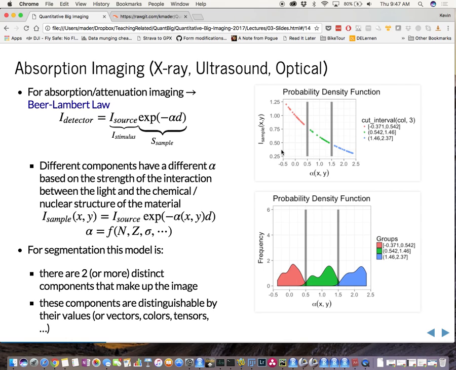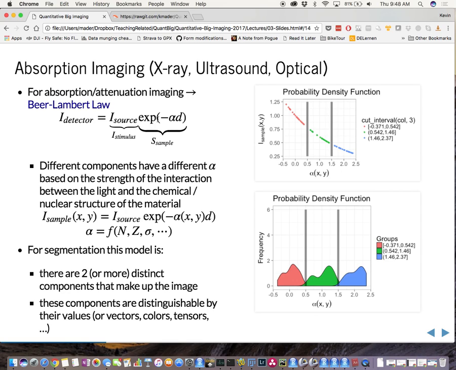So if we look at absorption imaging, going one step beyond that, we have the idea of the Beer-Lambert law. For anyone who's taken the micro-nanotomography course or the elements of microscopy, you should have gone over this law, where you basically have your detector output, and that's equal to the illumination of your source times the exponential of alpha, the absorption coefficient, times the thickness of the sample that it's gone through.